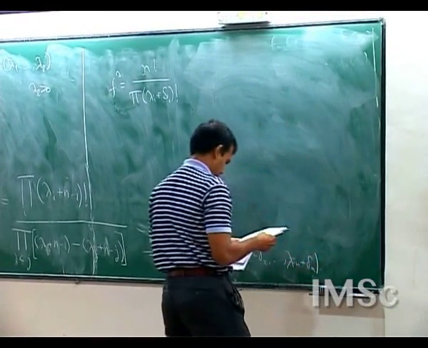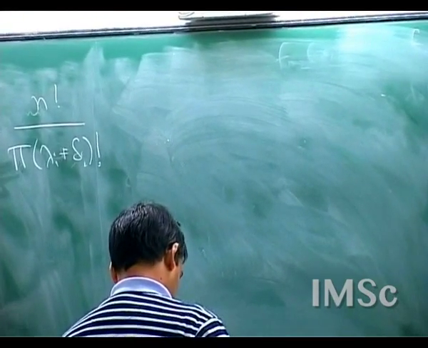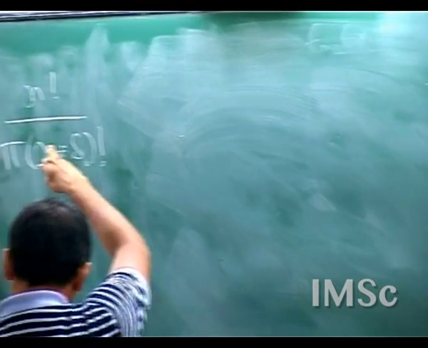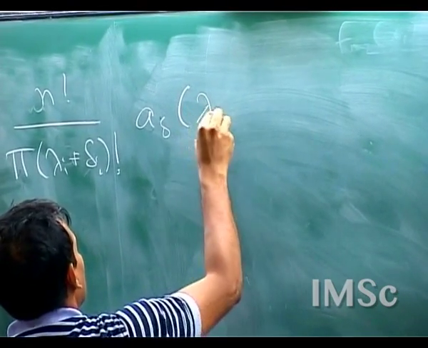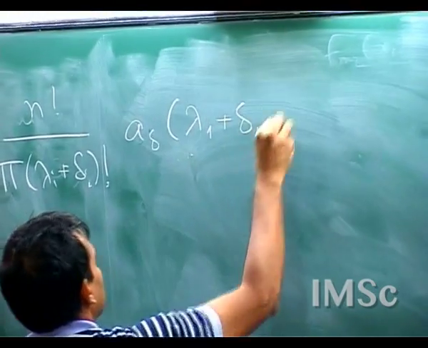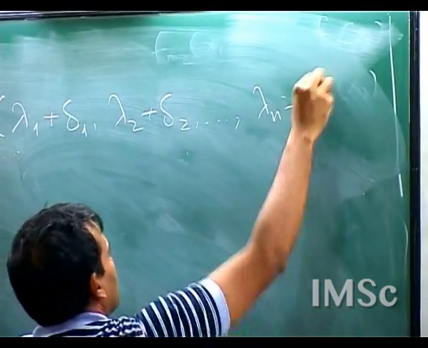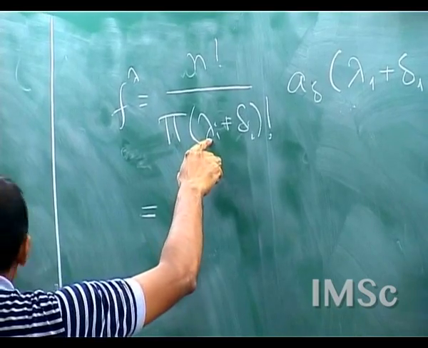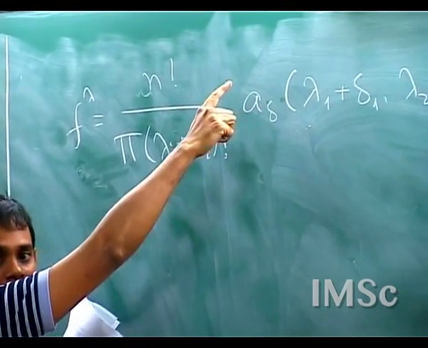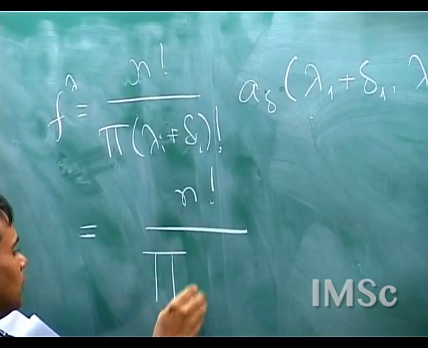We had n factorial over the product of these things, delta lambda_1 plus delta_1, lambda_2 plus. Then using this, this over this is the product of the hook lengths. So you get this beautiful formula, n factorial over the product of the hook lengths.